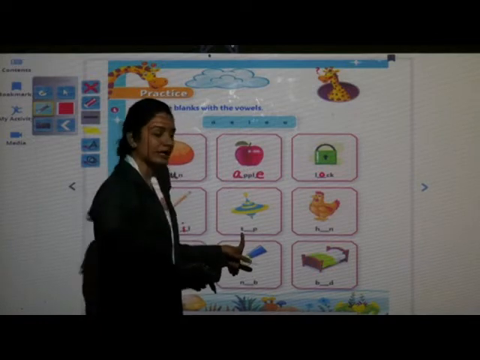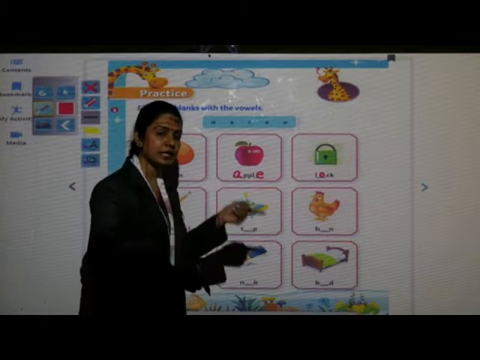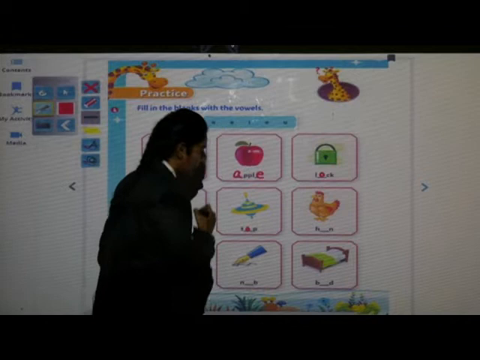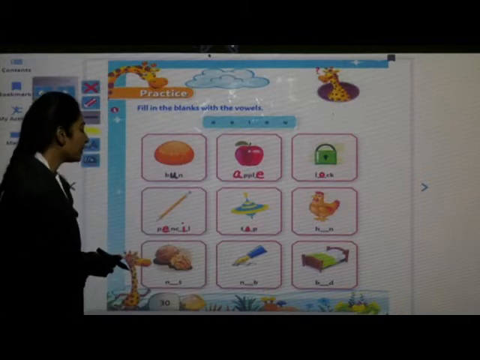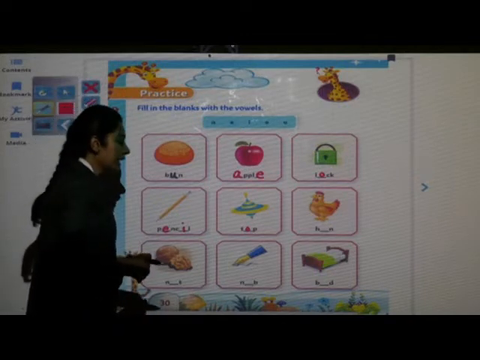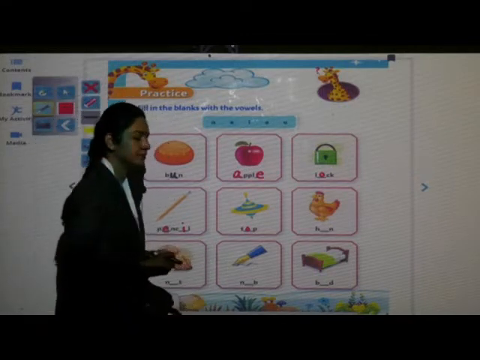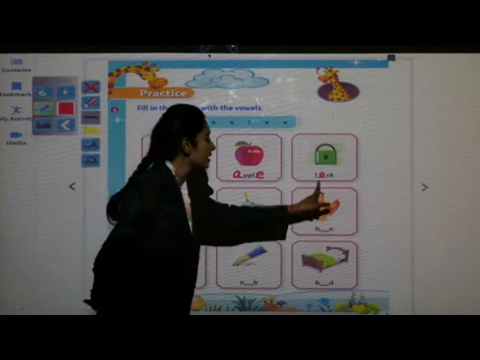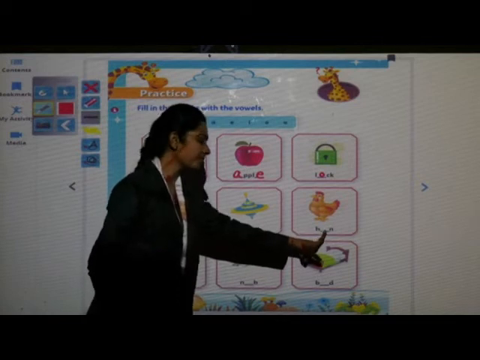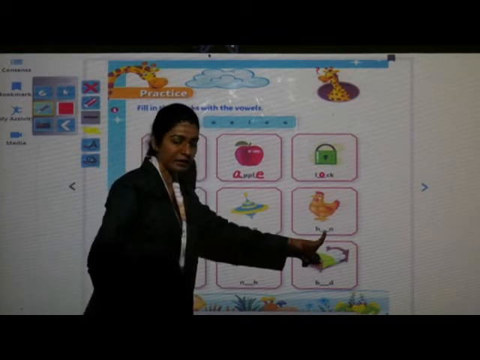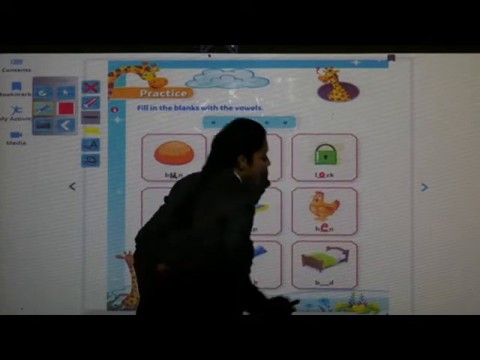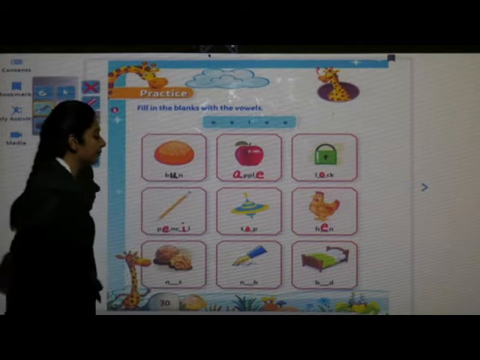Next picture. What is this, children? Top. Very good. So what is the spelling of top? T-O-P, top. Very nice. Write the spelling of top. T-O-P, top. Come to the next picture. Which picture is this? Hen. Very good. So which letter will come here? Letter A? Then E. Yes. Right here. H-E-N, hen.